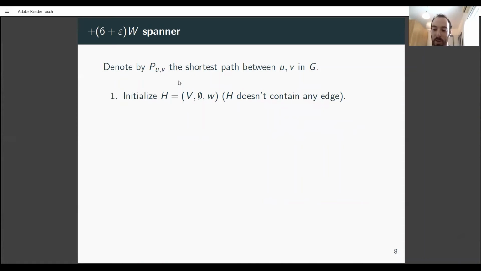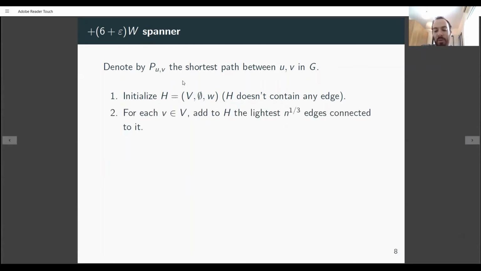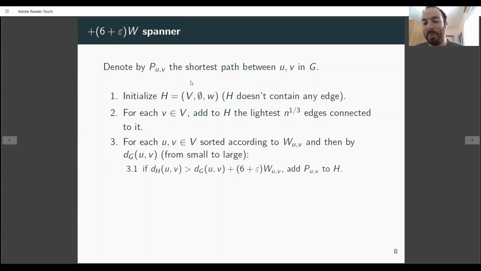First, we initialize H as a subgraph without any edges. Next, for each vertex V, we add to H the lightest n to the power of 1/3 edges connected to it. If V has fewer than n to the power of 1/3 neighbors, we can add all the edges. The last step is where we assure our beta. We scan each pair U,V sorted by W_UV, which again is the heaviest edge on the shortest path between them, and then we sort them by their distance in the original graph.